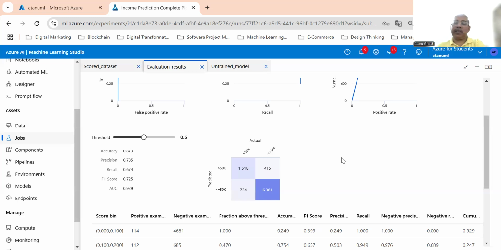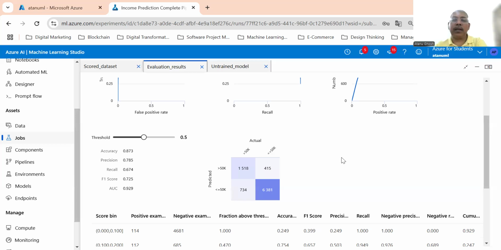We see that there are 6,381 cases where the income is less than or equal to 50K and the model has also correctly predicted that the income is less than or equal to 50K. So it's 1518 and 6381. These two are the correct predictions, or correct classifications, by the model. However, you see there are 415 cases where the income is actually less than or equal to 50K, but the model has predicted more than 50K. So these are incorrect classifications.